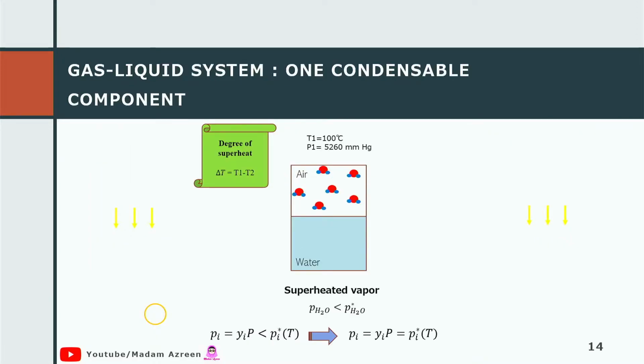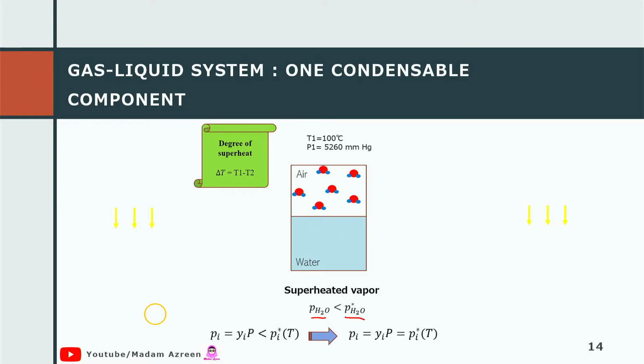Another term is superheated vapor, which means it's in the middle. It's not yet saturated. The vapor pressure of water is less than the pure component vapor pressure. Because of this condition, we understand that the water can evaporate more. The water molecules can still enter the gas phase.